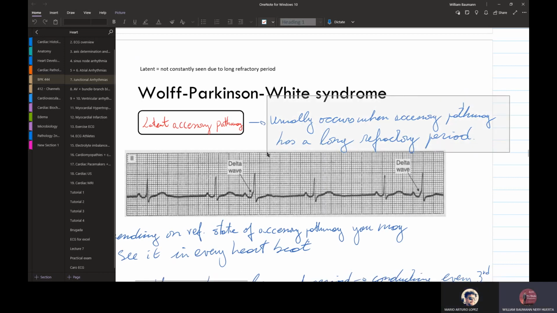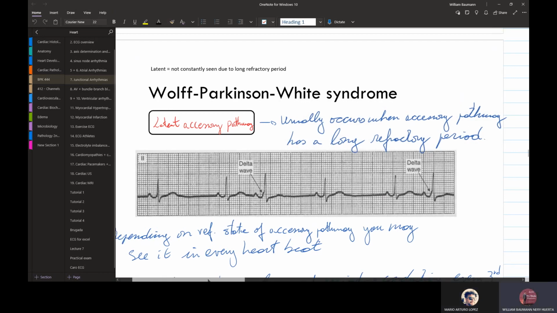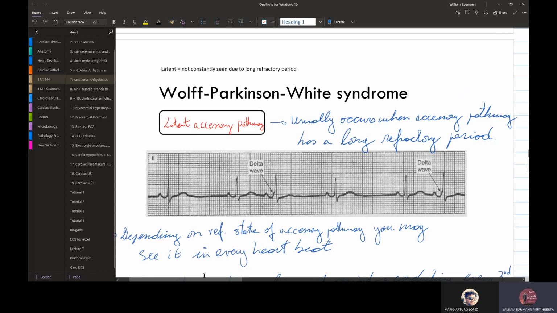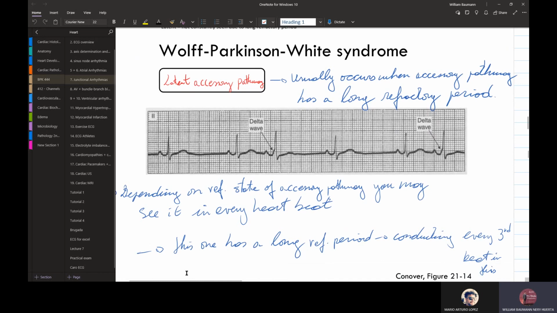It occurs when there's a long refractory period. So when it's not repolarizing right away, that's when you're going to see it. So it depends on the refractory state of the accessory pathway. You may see it on every heartbeat. So it depends.